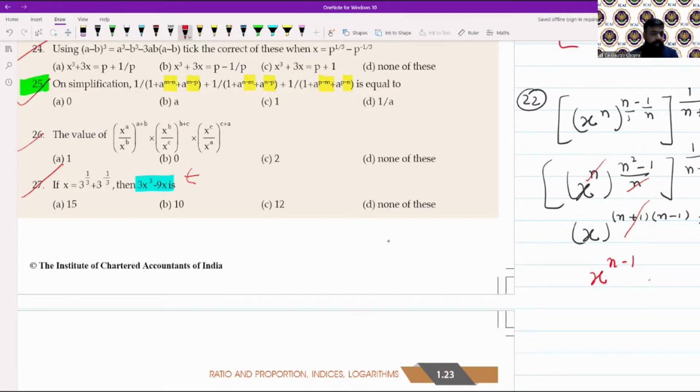Ritu is saying that for cyclical questions, the answer will be 1. Yes, the answer will be 1 because the power will become 0. And whenever the power becomes 0, the result is always equal to 1. Okay.